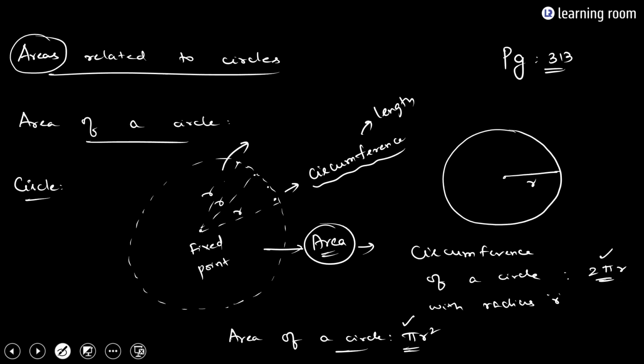Now, with this basic knowledge, we are going to try to understand what is discussed in this particular chapter. But before that, I'm just going in the order of the book. So when you write circumference, we wrote it as 2 pi r.